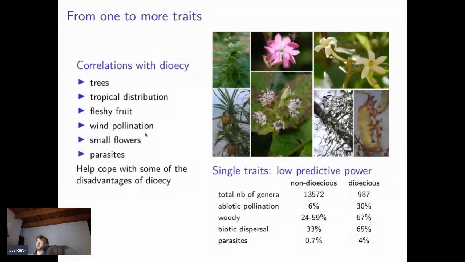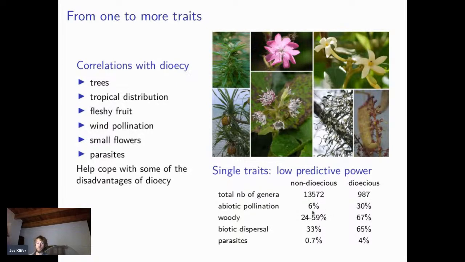But if you look at the single traits listed here, well, not all of them, each single trait has a low predictive power. So I compared the number of non-dioecious versus dioecious genera. There are about 1,000 dioecious genera, 14,000 in total. If you look at a single trait, abiotic pollination, so wind or water pollination, you do indeed see an increase in the number of genera that are dioecious. So 30% of the dioecious genera are abiotically pollinated versus 6% in the non-dioecious ones.